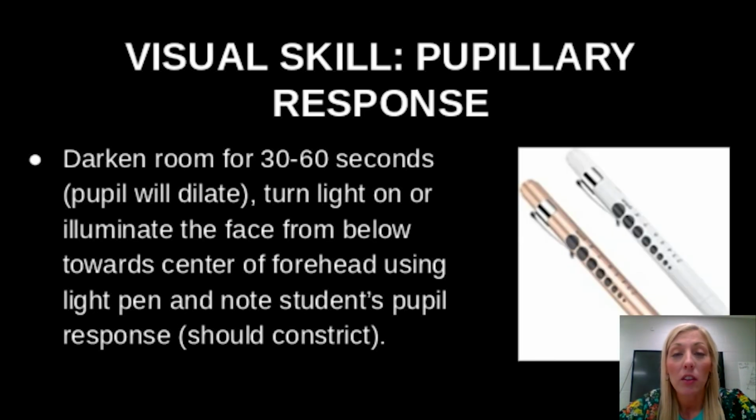The next area that we do is their pupil response. You can get pen lights from anywhere. These are just the ones that I like to use. So you darken the room for 30 to 60 seconds. The pupil will dilate. You turn the light on or illuminate the face from below towards the center of the forehead using the light pen, and note the student's pupil response. Okay, so it should constrict. So you're going to write this in your assessment. Did it constrict, or was there a delay when the lights were turned on? Was there a delay in your pupil response?